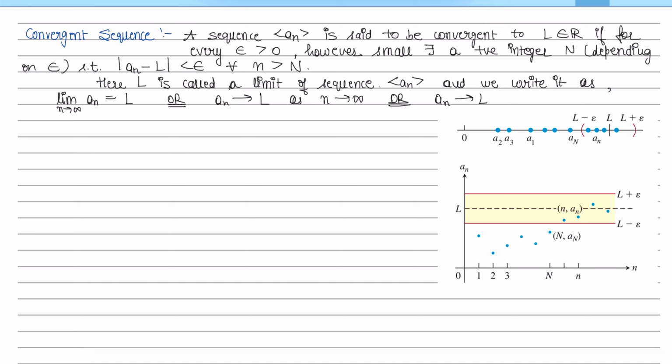Now we need to make some notes here. There are some direct results available. The first one is, if a sequence is convergent, then it converges to a unique limit point. There is no case in a sequence where it is converging to 2 points. Always a convergent sequence will converge to a unique limit point.